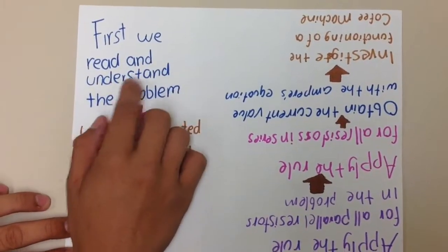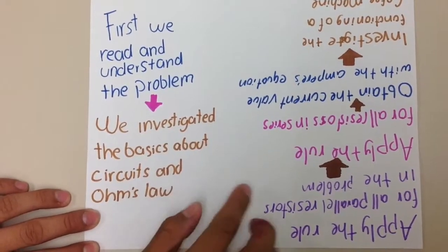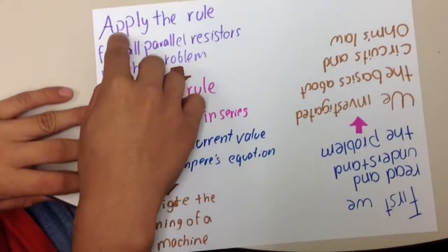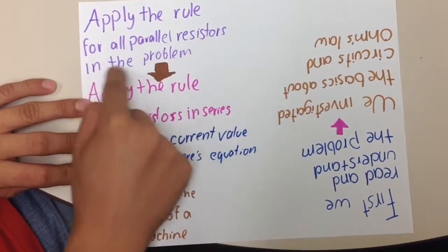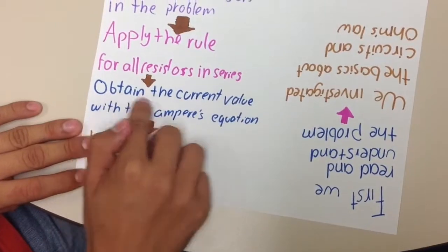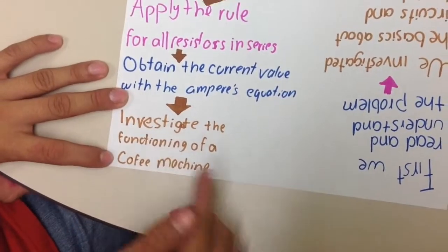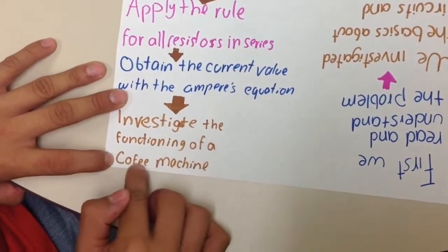First, we need to read and understand the problem. Then, we investigate the basics about circuits and Ohm's law. Third, apply the rule for all parallel resistors in the problem and apply the rule for all resistors in series. And finally, we obtain the current value with the comparison equation and investigate the functioning of the coffee machine.